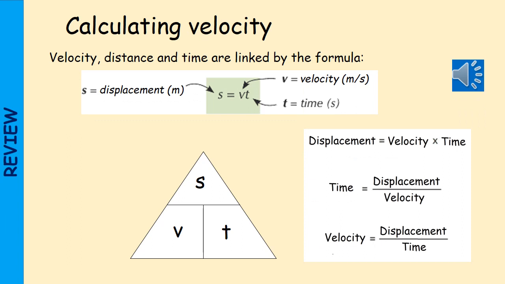Now this looks exactly like the previous slide, except it's regarding velocity rather than speed. And so we have the same style of equations, but this time rather than distance, we've got displacement, and rather than speed, we've got velocity. So our equation this time is displacement equals velocity times time, and then the two derived equations are also given there.